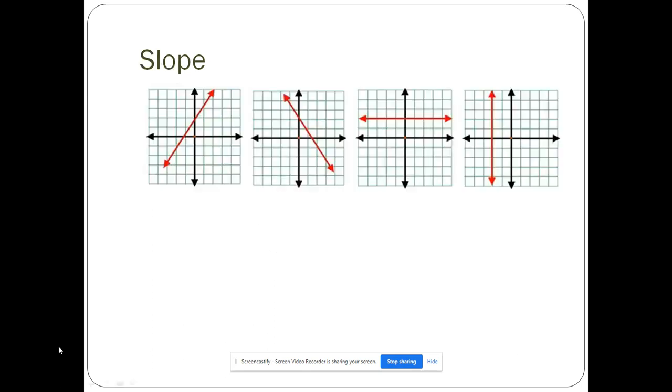All right, next, let's talk about slope in general. In general, we have ways of describing slope, even if we don't know what the exact slope is. In this first one, we can see as you're moving from left to right, that line is increasing. And so we call this a positive slope. In the second one, as we're moving from left to right, we see that we're decreasing. So we would call this a negative slope. And then in the third one, we see we have a horizontal line. Anytime you have a horizontal line, the slope is 0.